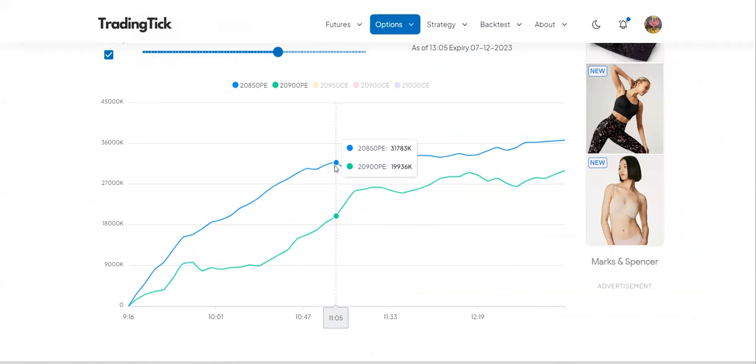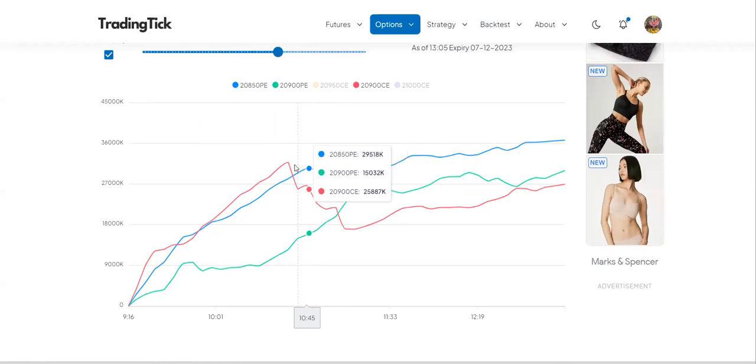Actually, if you see the 20,850, I need call option. 20,900 call option. See, at 10:47, you can see clearly the call option. This is the 20,900 call option started coming down. So why? Because there was an increase actually.